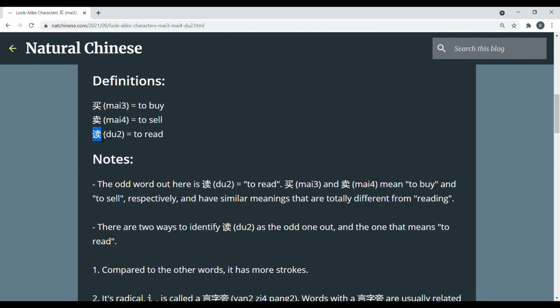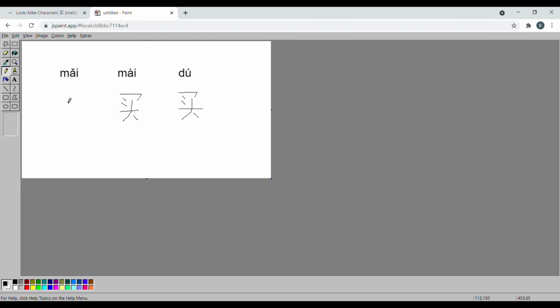And the third character here, although it looks similar to the other two, it's the odd one out since it is dú, to read. And reading has nothing to do with buying or selling. So we're in Paint, and I just wanted to show that each one of these characters are built off of a different character. So first we have one stroke here, and then there's a 头 inside, which means head, and then we get mǎi, to buy.